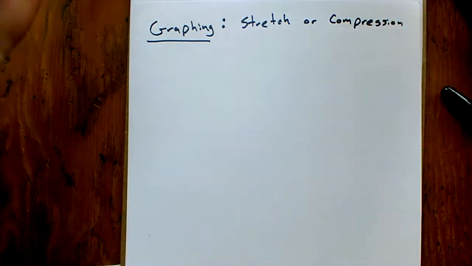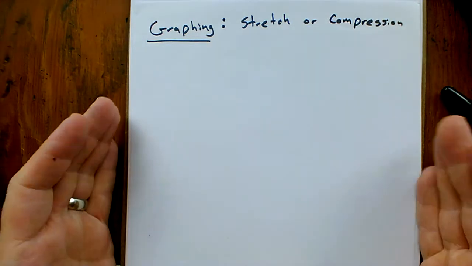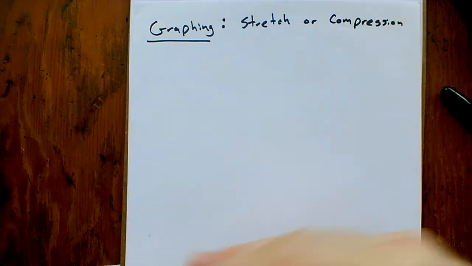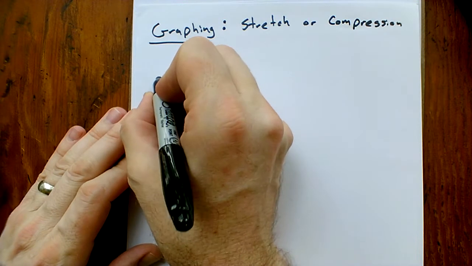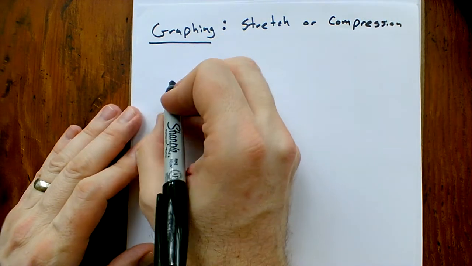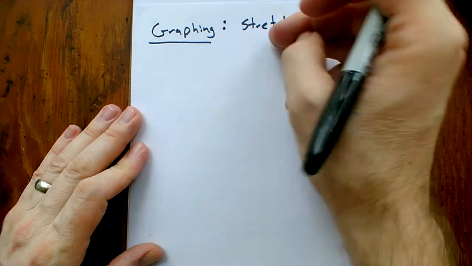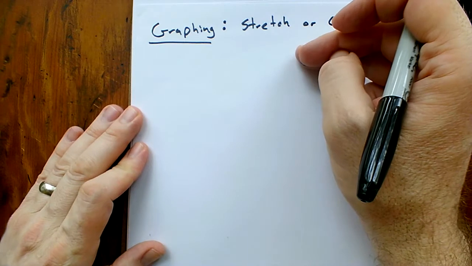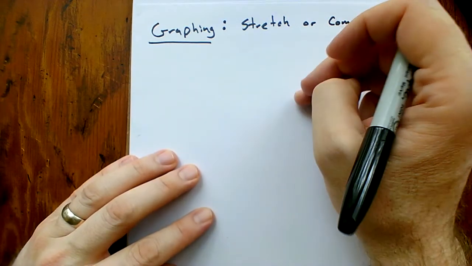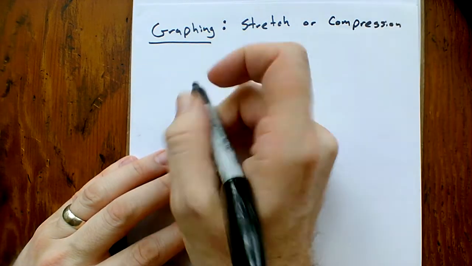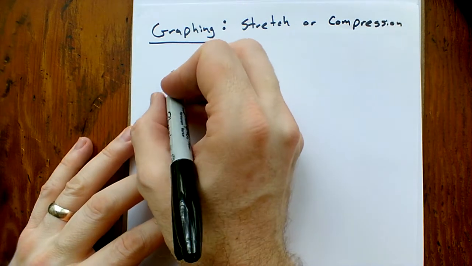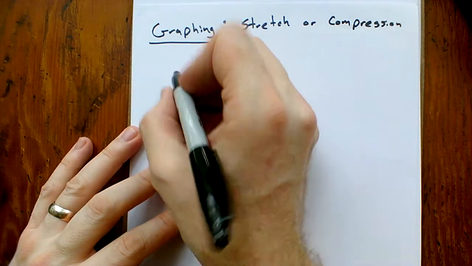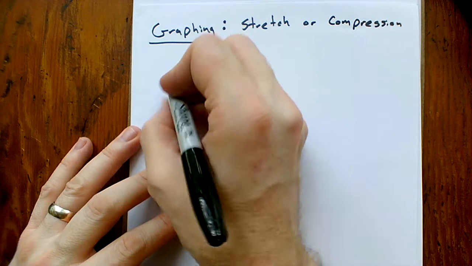Or you could also compress things and make them a squatter, fatter shape. With a stretch, all we're doing is we're multiplying our y values. So the ratios change a little bit, but all in all, the general shape stays the same. It just gets distorted in this vertical direction.